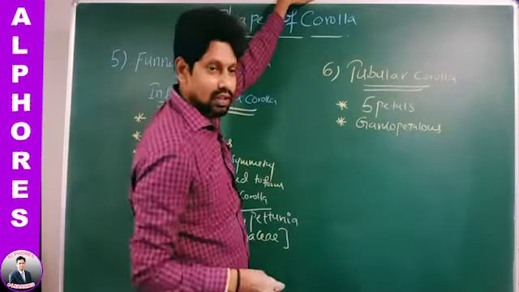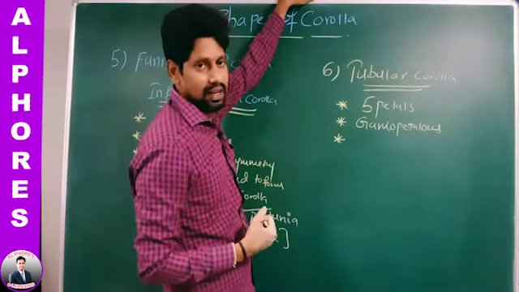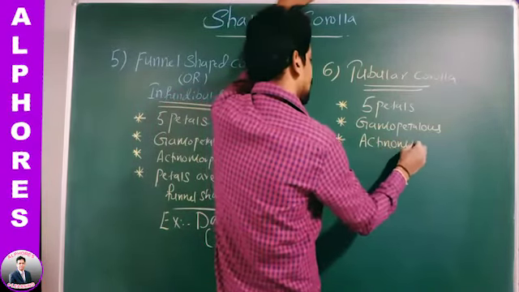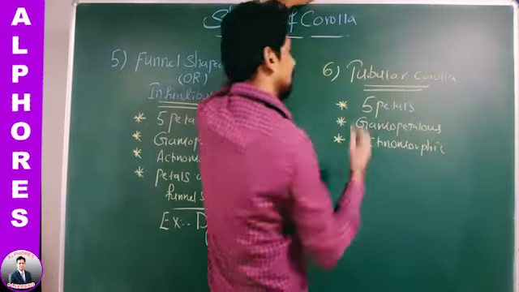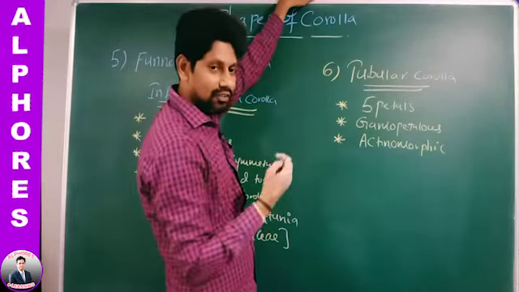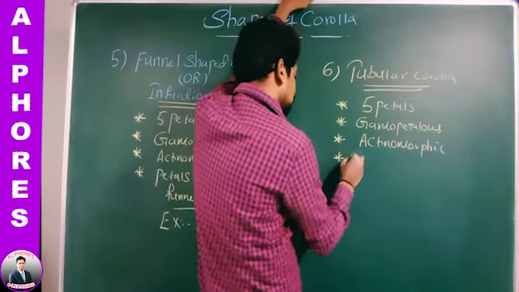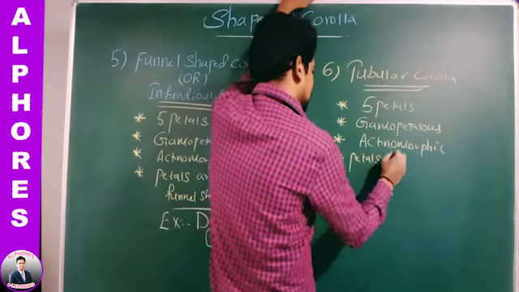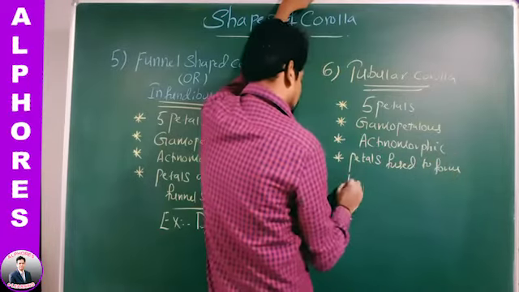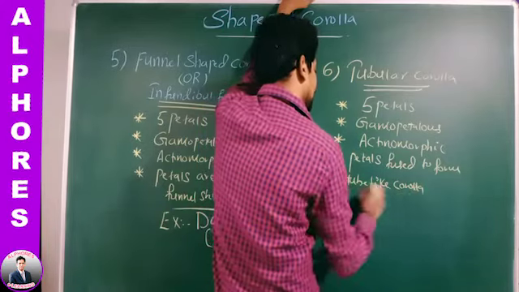This tubular corolla is shown by a flower which shows actinomorphic symmetry. Here petals are fused to form a tube-like corolla. Petals fused to form what-like corolla? Tube-like corolla.